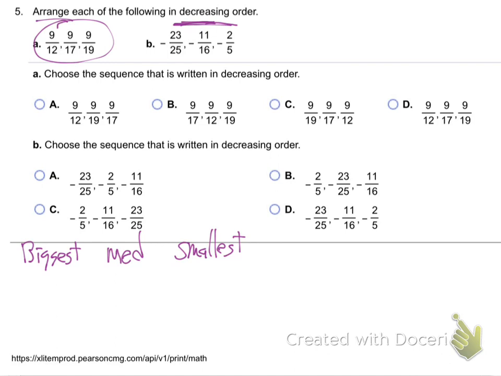Well, I notice that all the numerators are the same. All the tops are the same, right? So remember that a fraction is really dividing, isn't it? So imagine if I have, let's say, 9 candy bars.